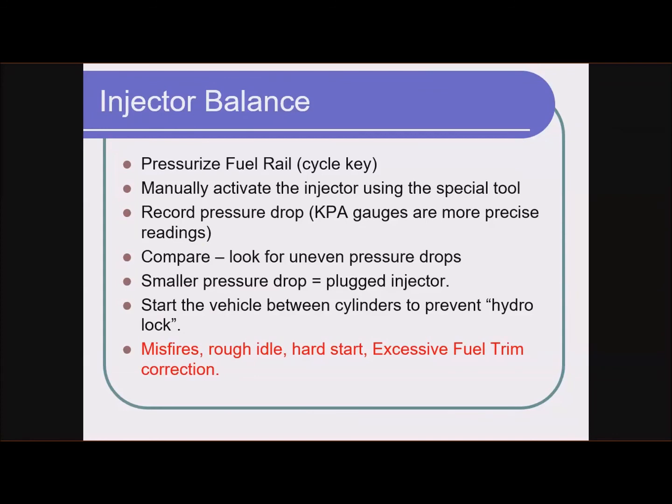So it's not good. Anyhow, the idea here is you start from the same pressure every time. So between cylinders, you need to repressurize the fuel rail. And the more accurate a gauge you have, the more you're able to tell if all the cylinders are flowing the same amount. Why would you do this test? Well, if you had misfires, rough idle, which could indicate a leaky injector, hard start, or excessive fuel trim correction. These are potential fueling problems.